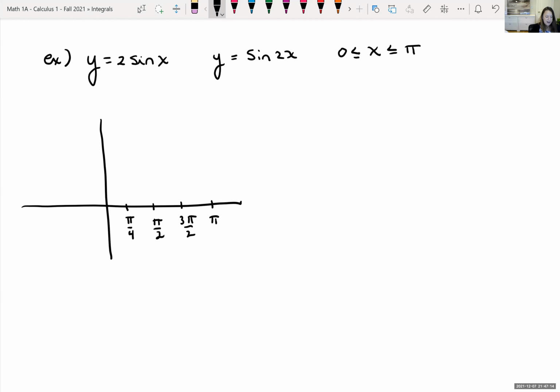So I know my sine function starts at the origin. This 2 in front of the sine doesn't affect my period. It's just making the amplitude be 2 instead of 1. Wait, wouldn't it be 3 pi fourths, not 3 pi halves? Oops, you're right, 3 pi fourths, thank you.